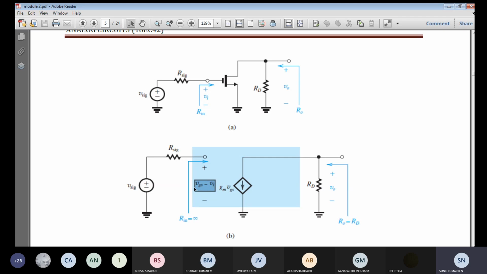And then since Vgs is the input control voltage, the controlled current source is nothing but Gm into Vgs. That is the controlled current source, Gm times Vgs, that you are going to get.